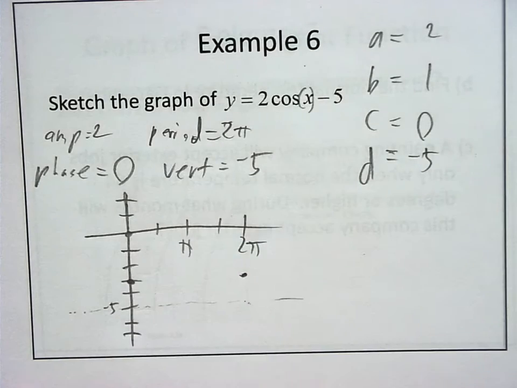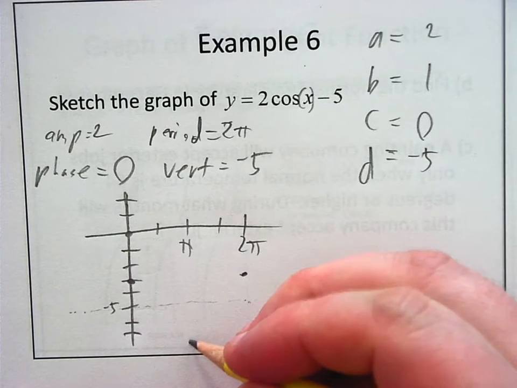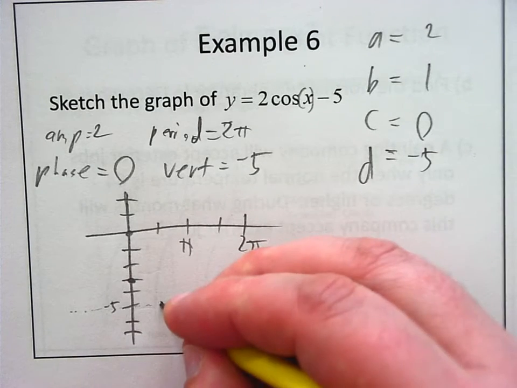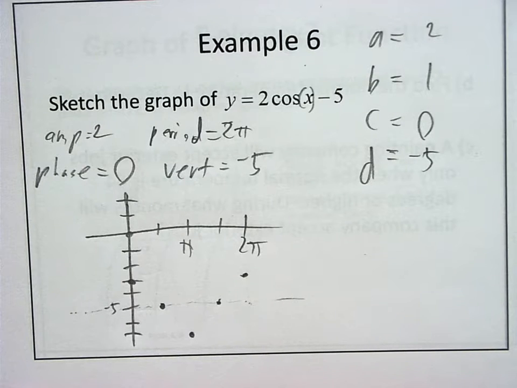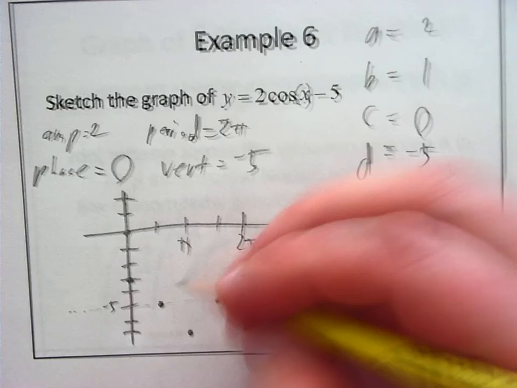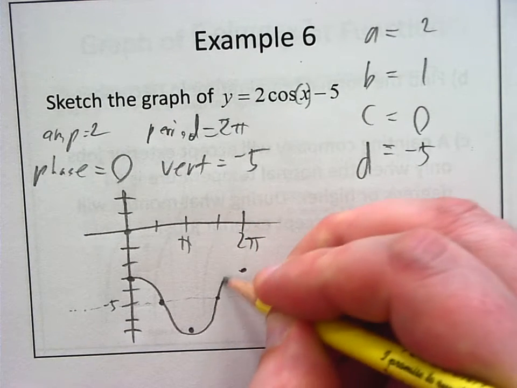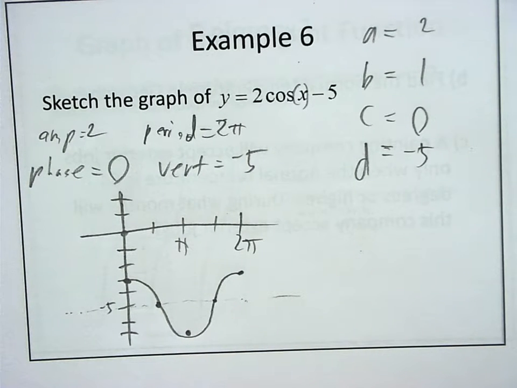Where's the trough going to be? Pi, and how deep? -7. Okay, and then at pi over 2, and at 3 pi over 2, it's going to be at that midline. There's no phase shift at all, so this thing doesn't move left or right. So then I'm just going to rough sketch. Questions so far?